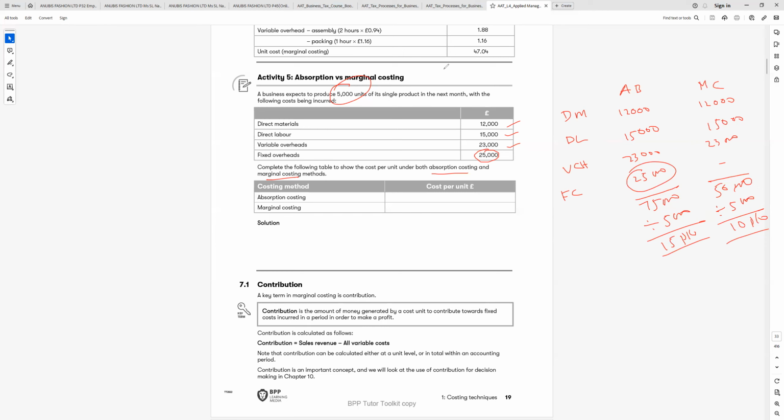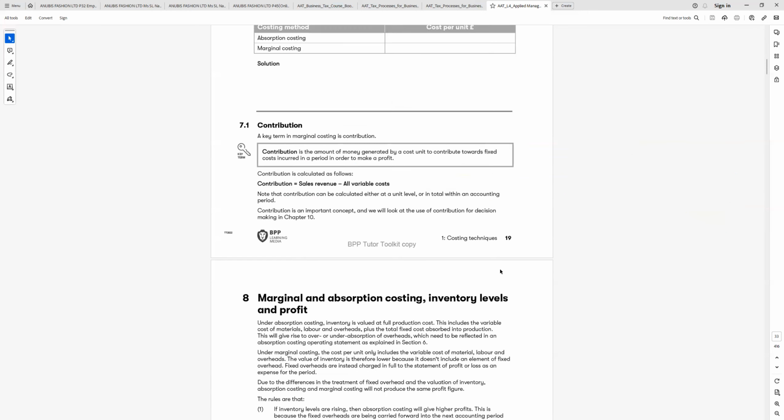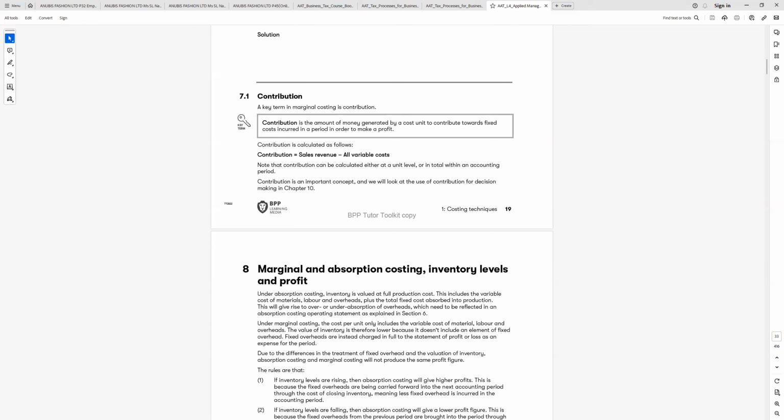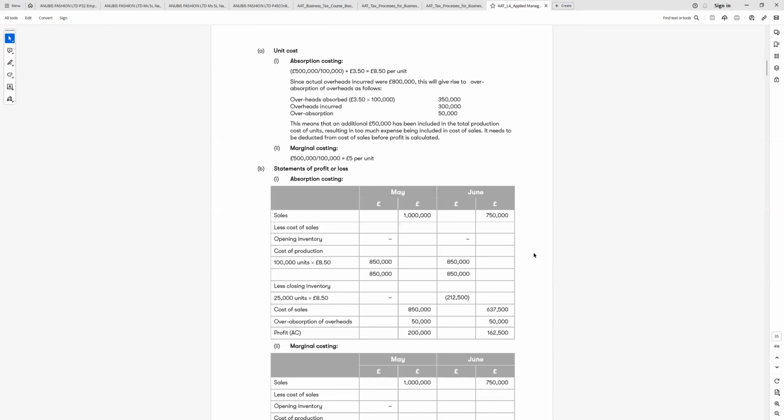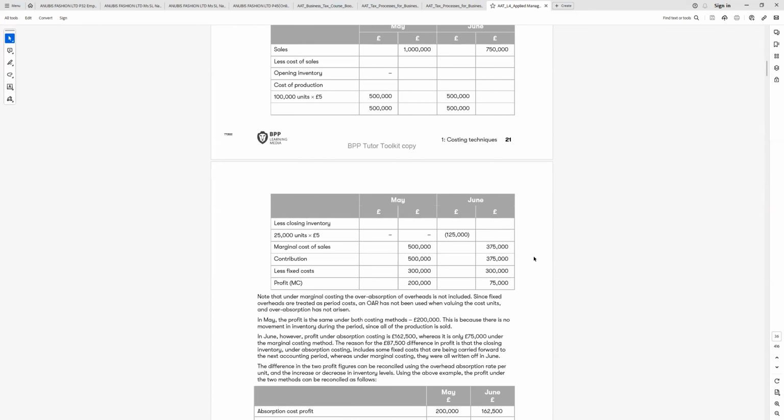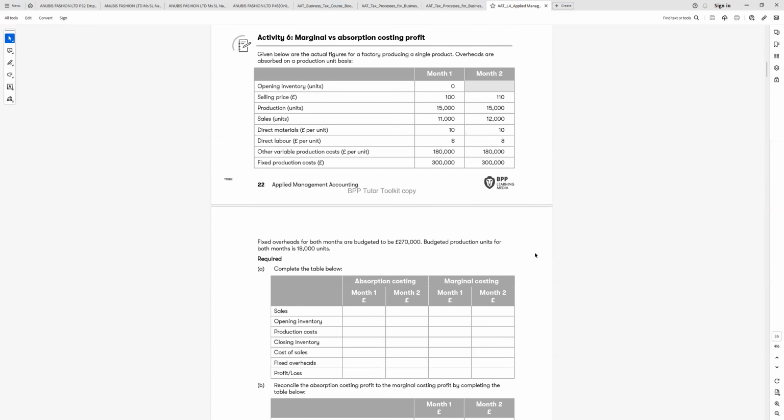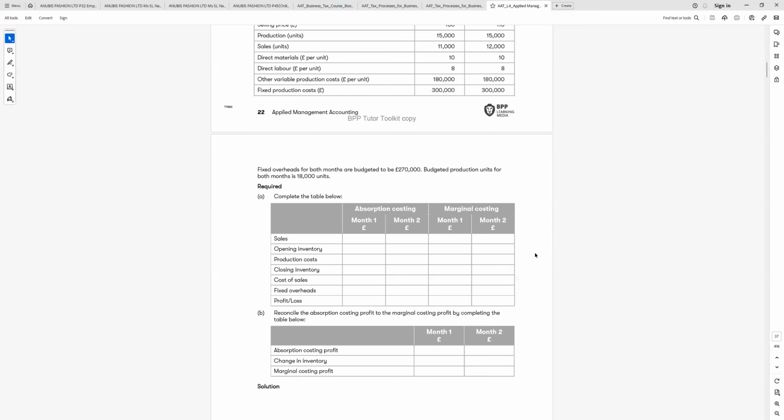All right, the next one we're going to look at a little bit in detail, the profit statement. As we said, how to calculate the contribution, you already know that, sales revenue minus all the variable costs. So the contribution means sales minus the variable cost. All right, so let's do one detailed question. We have here some example, but we can actually do one question to see.